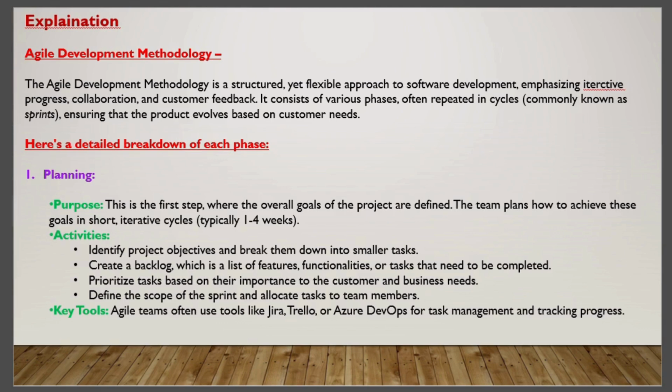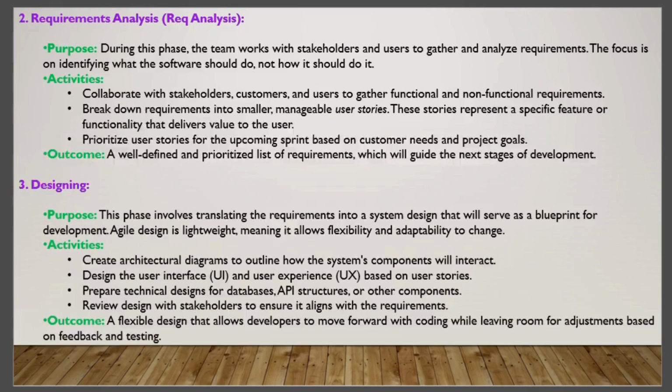Then see the key tools. Agile teams often use tools like Jira, Trello, or Azure DevOps for task management and tracking progress.